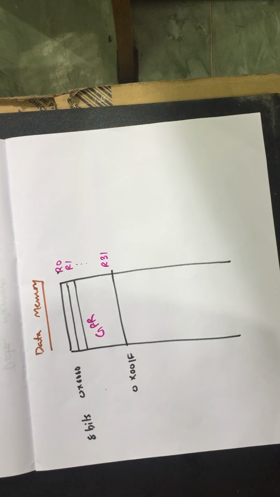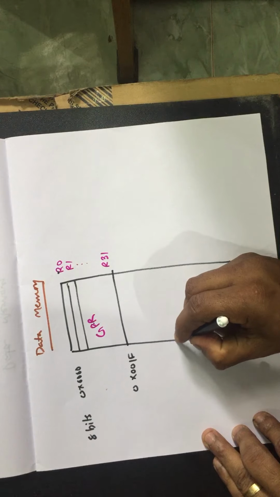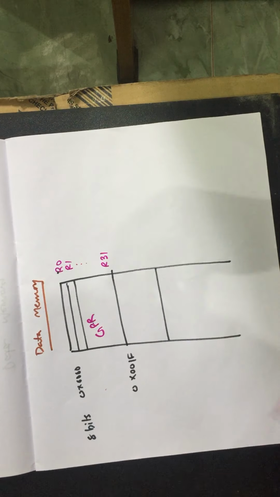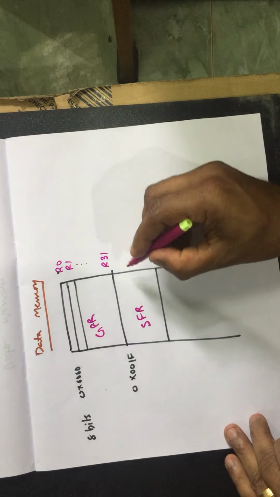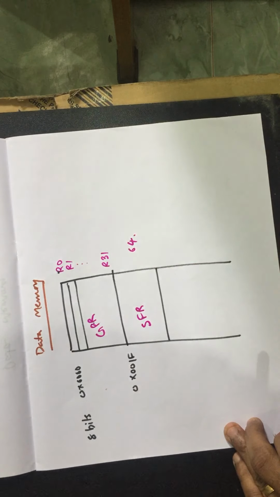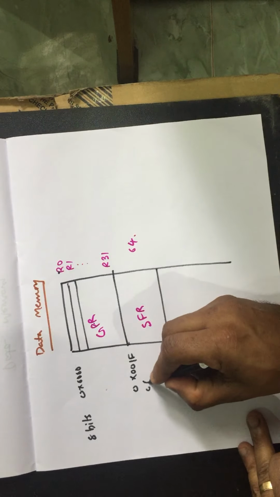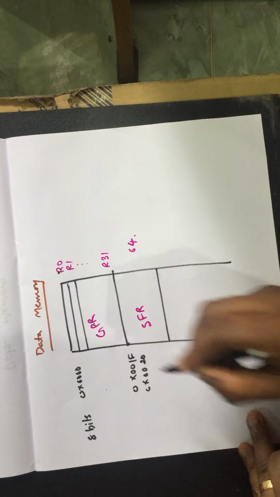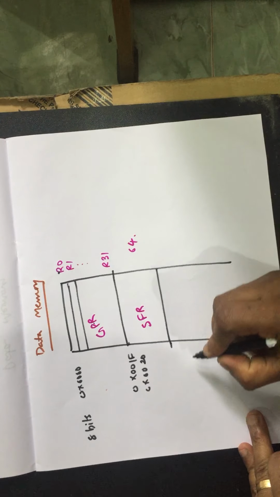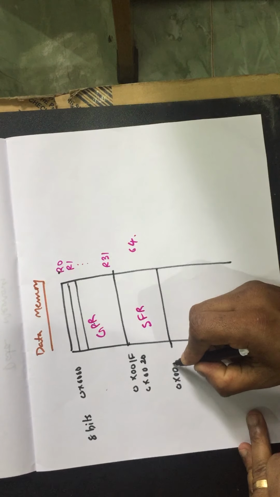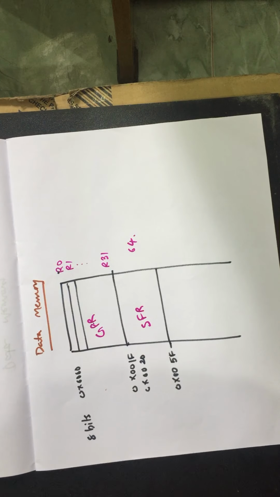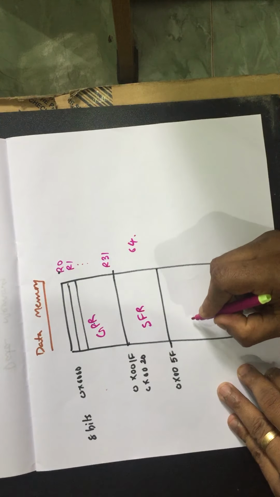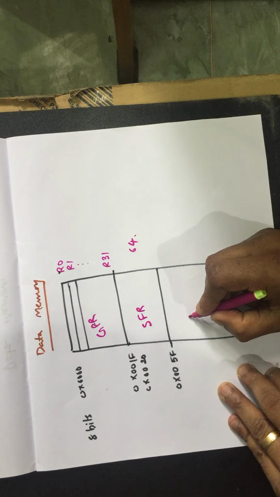Then the special function registers. There are 64 special function registers. It starts from 0x0020, the very next number, up to 0x005F. That is 64 registers. Now the remaining space is 2 KB RAM.